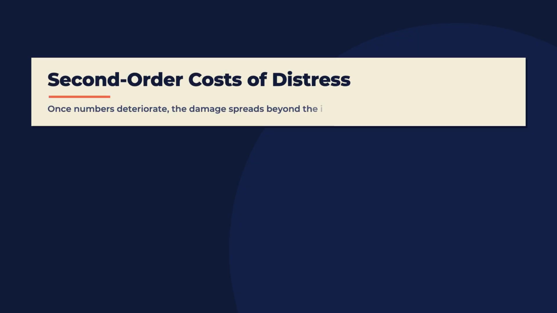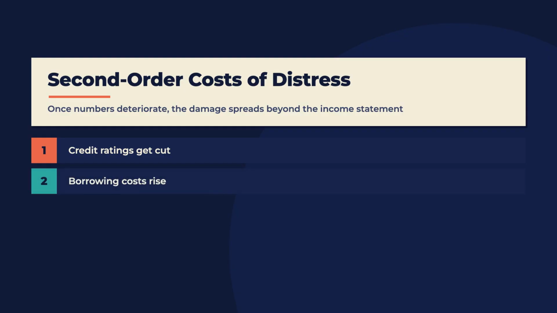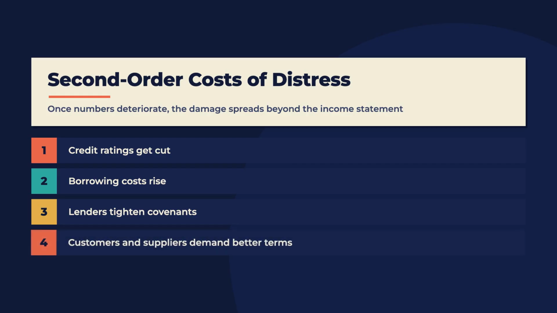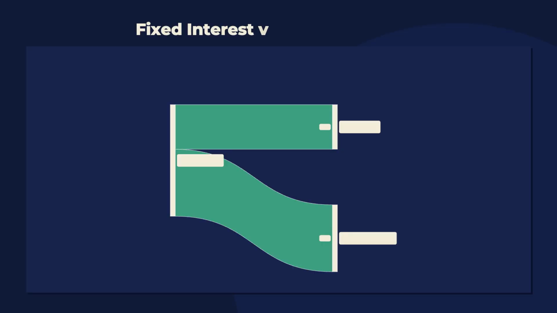The damage rarely stays confined to the income statement. Credit ratings get cut, raising borrowing costs exactly when cash is tightest, lenders tighten covenants, and customers and suppliers sensing distress may take their business elsewhere.